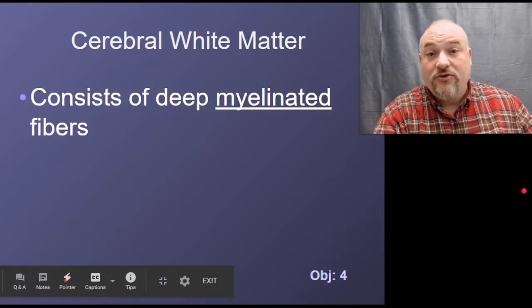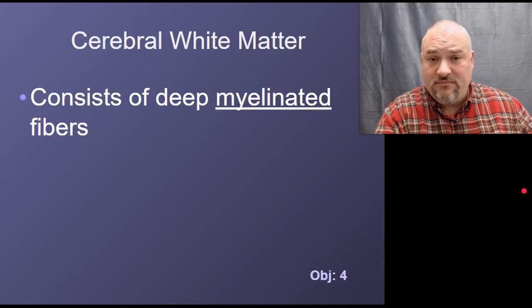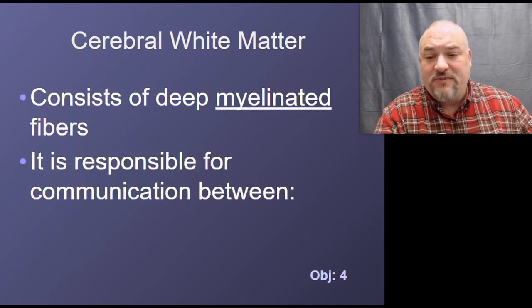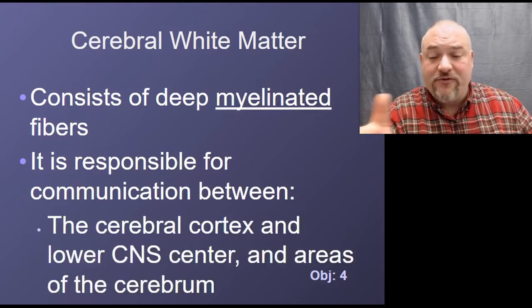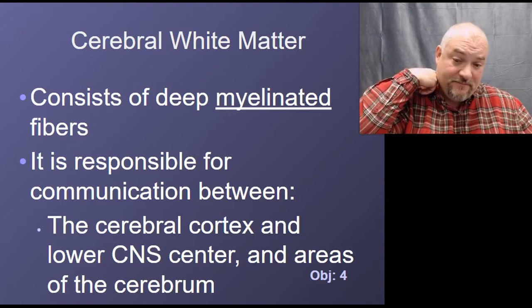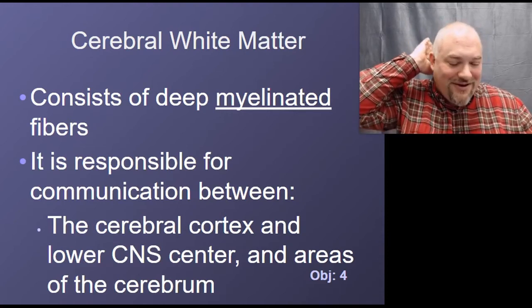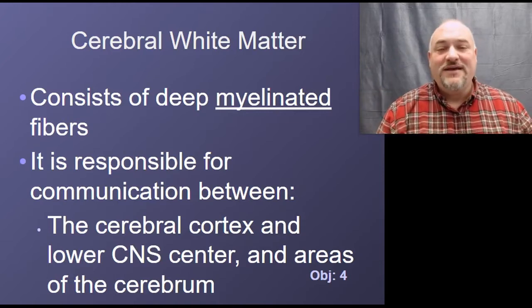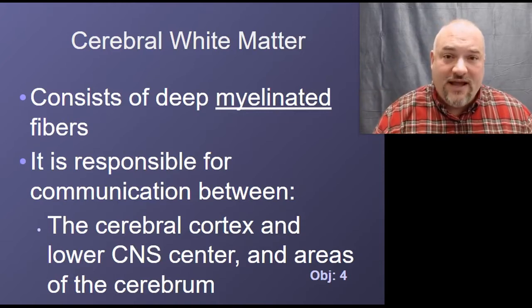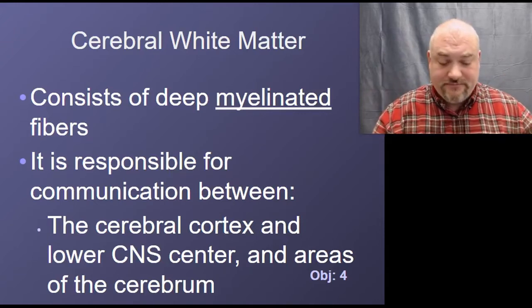All right, the cerebral white matter. These are fibers that are deep in the brain, closer to the middle, and they're myelinated. Like I said before, they're responsible for communication between the different parts of the cerebral cortex and the lower central nervous system, the spine, and areas of the cerebrum. So basically, they are high-speed transmission lines to allow the different parts of the brain and central nervous system to talk to each other.